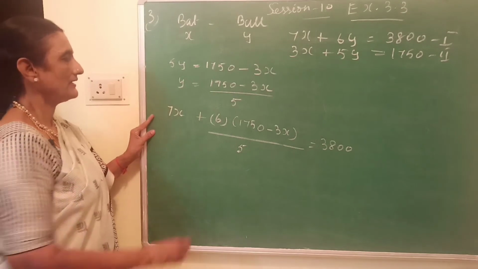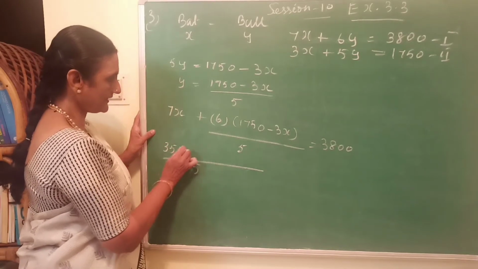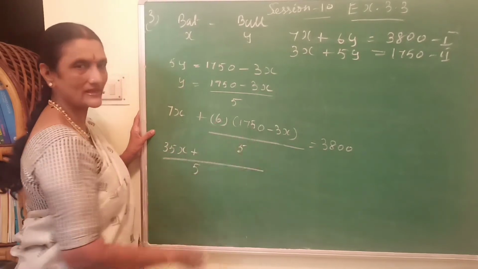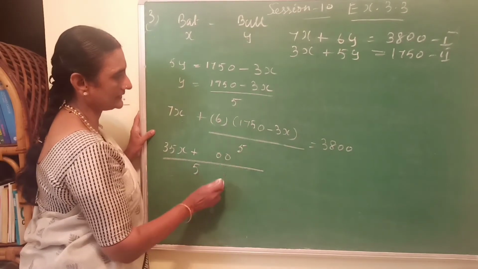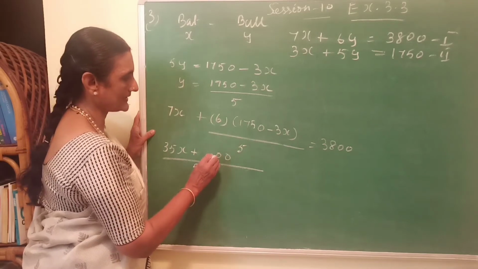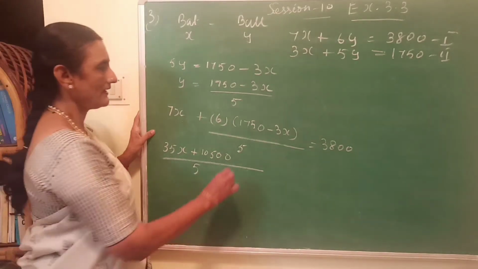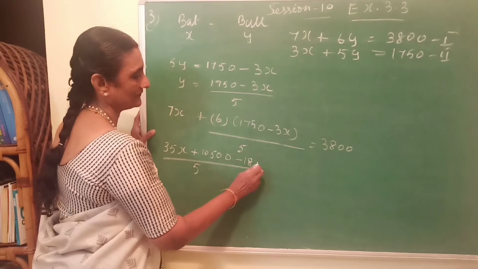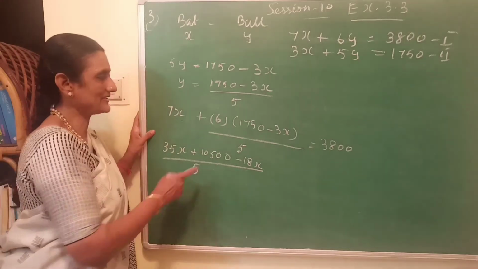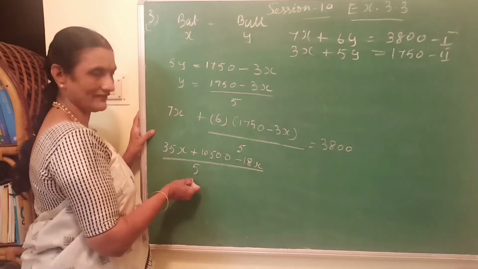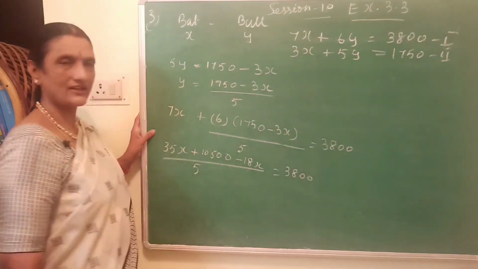Are you getting it? Now I am going to take the common denominator 5: 35x, and then the 6 has to multiply 1750. So 6 5s are 30, 6 7s are 42 plus 3 gives you 45, so 10,500, minus 18x. 6 3s are 18, so 18x. See that you don't make any mistake in this calculation. And then the common denominator 5, 7 5s are 35, is equal to 3,800. Is that clear to all of you?